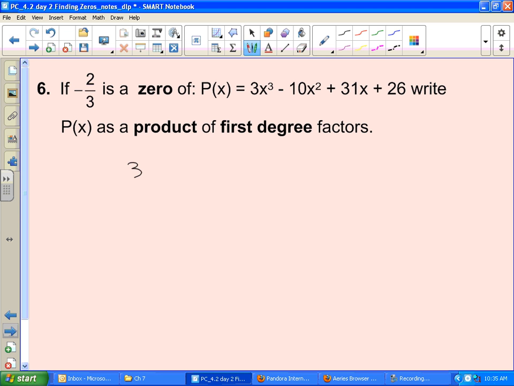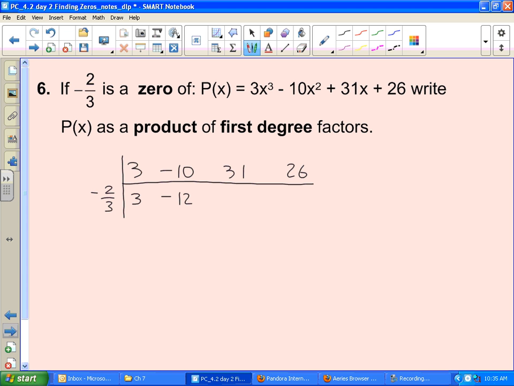3, negative 10, 31, 26. We're going to test a negative 2/3. I know, you guys love fractions. Okay, so what's negative 2/3 times 3? Quick! Negative 2. Very good. It is negative 2. Negative 2 minus 10, negative 12.